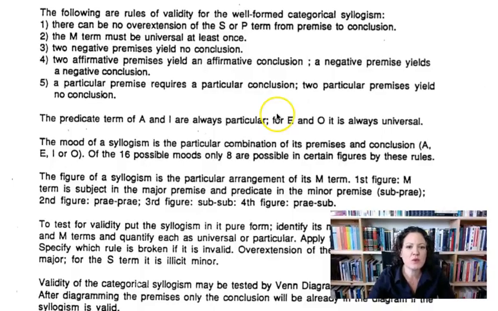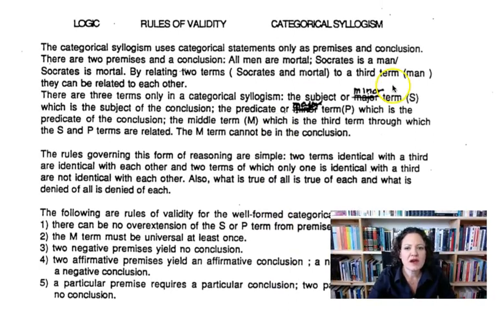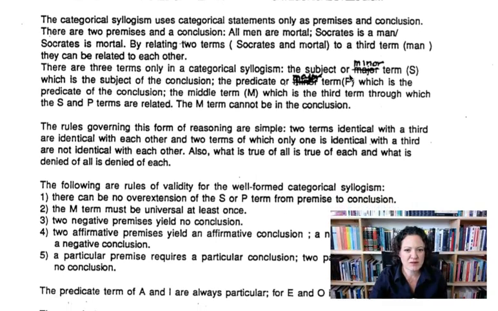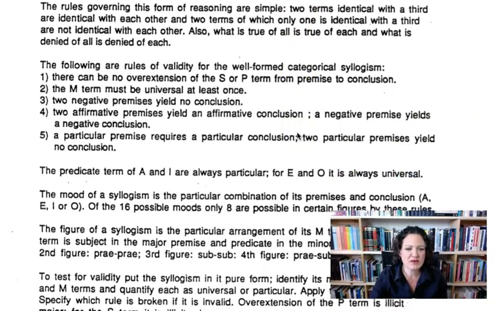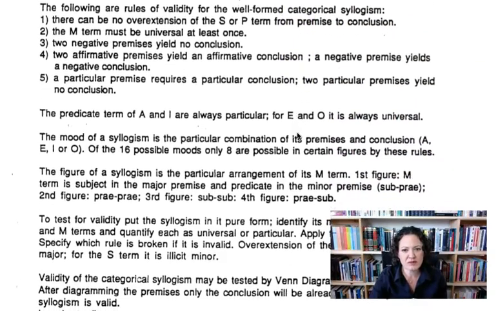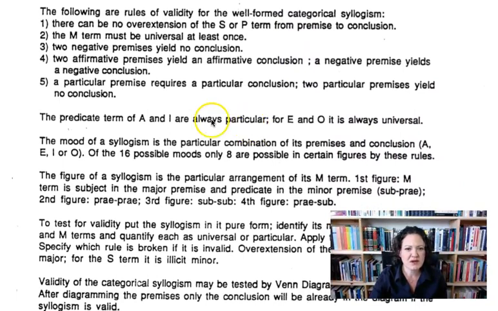Last time we went over the basics of a categorical syllogism. We talked about the three terms used in a categorical syllogism: the subject term, the predicate term, the middle term. And now I want to talk about mood, the mood of an argument, a categorical syllogism.